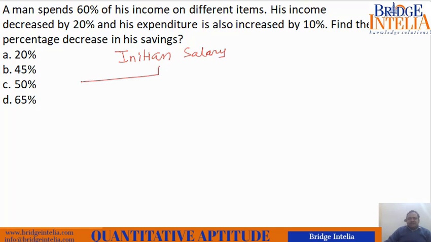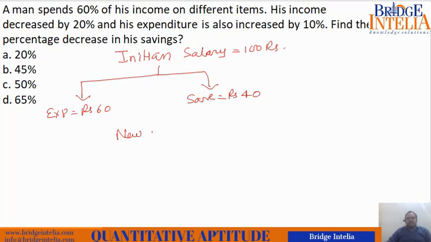So what was he doing initially? He was spending 60% of his income and he was saving. So expenditure rupees 60, saving rupees 40. Now what happened? His income decreased by 20%. So the new salary decreased by 20%. So 100 becomes 80.